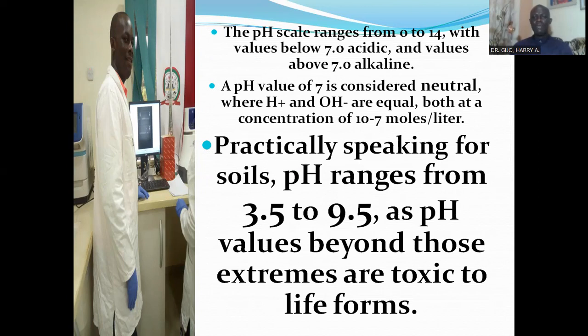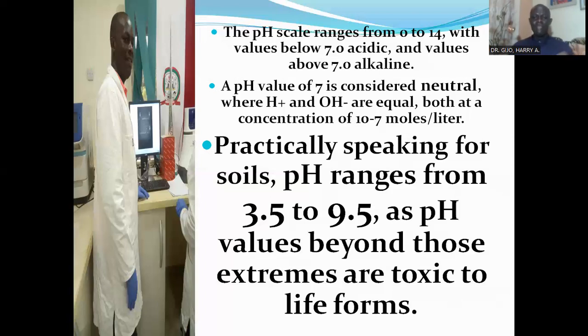Practically speaking, for soils, pH ranges from 3.5 to 9.5, as pH values beyond those extremes are toxic to life forms.